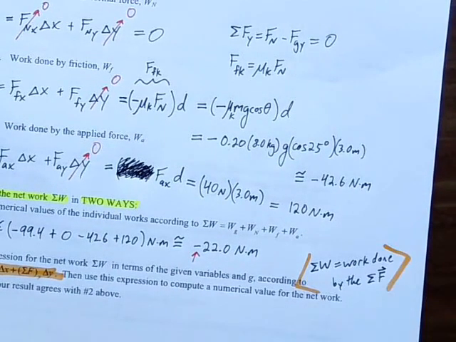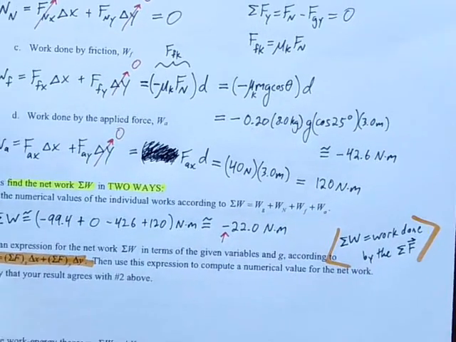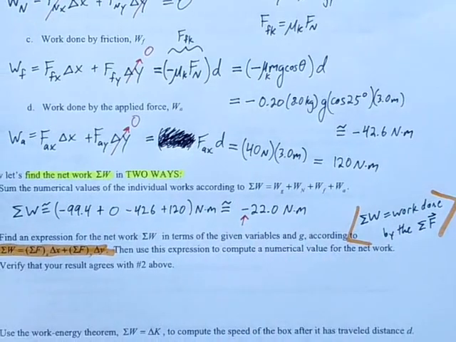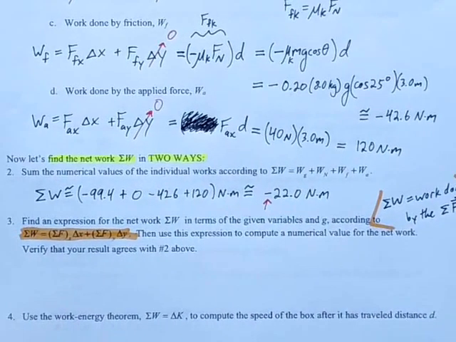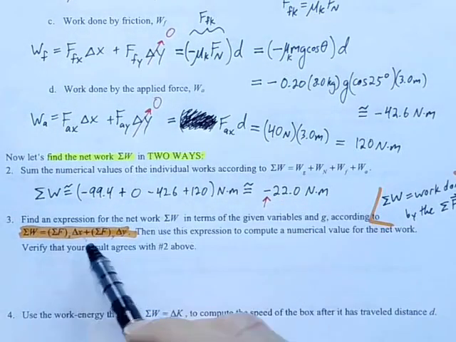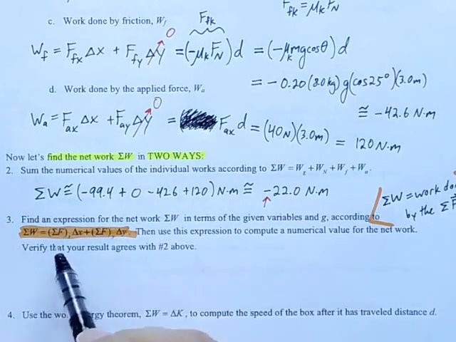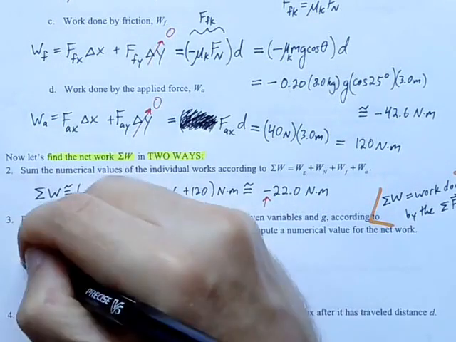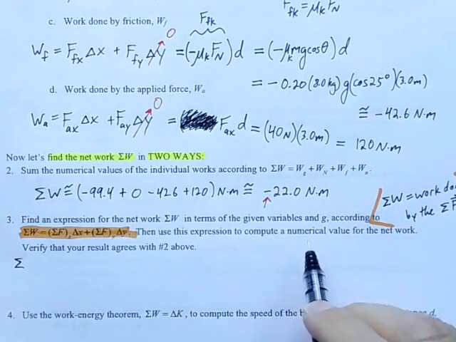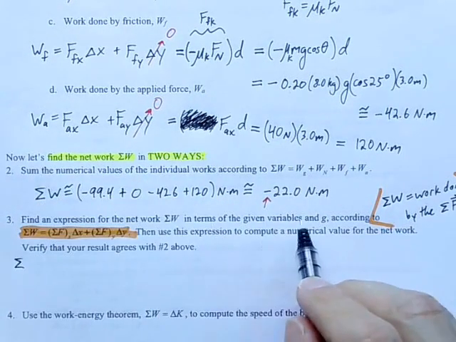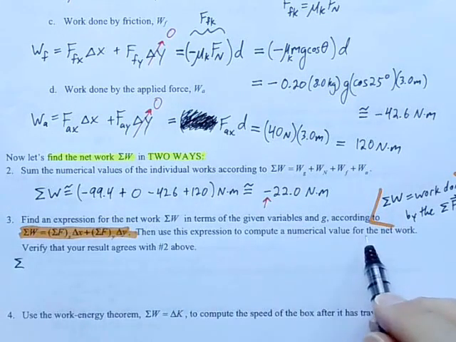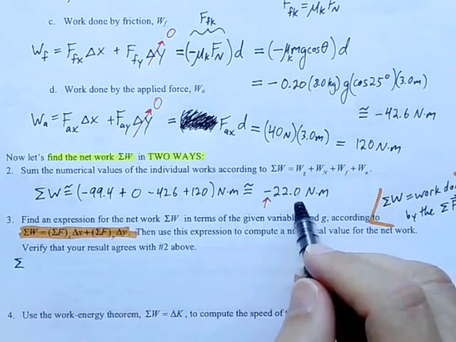So if we find the net force and then compute the work done by that net force, that will also give us the net work, and we should be able to get this same value. Okay, so we're just trying this calculation from this perspective instead. Looks like we'll need to compute the net force in the x direction and the net force in the y direction. We want to do that in terms of the given variables n, g, and then use that expression to compute a numerical value. Then we'll verify that our result agrees with number 2 here.